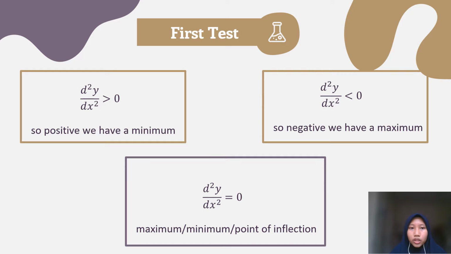Unfortunately, this test fails if we find that d squared y over dx squared is equal to 0. In this case, we could have a maximum, minimum, or point of inflection, and then we must carry out the following further test, which is the second test, in order to decide.